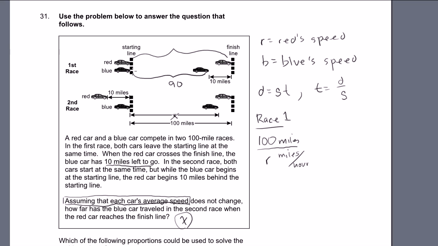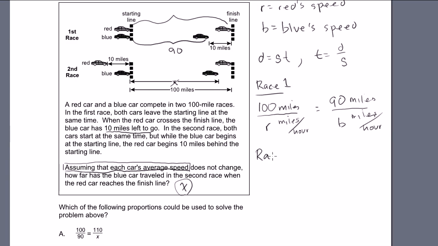Now, we also know that's the same amount of time it took the blue car to go 90 miles. So that is going to be equal to 90 miles over b, or blue's miles per hour. That's what the first race tells us. Now, what does the second race tell us? In the second race, we can use the same logic. In the time it takes the red car to travel 110 miles, he travels the whole 100 miles and he started 10 miles back. So the red car, 110 miles divided by r miles per hour, is equal to x, the distance the blue car travels, divided by b miles per hour.